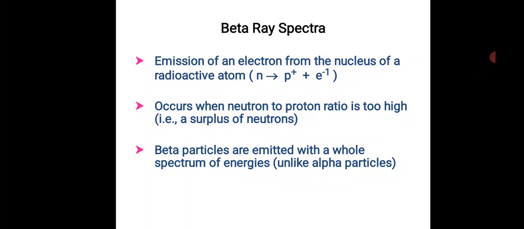Then it occurs when the neutron to proton ratio is very high because of the increase of neutrons. Beta particles are emitted with a whole spectrum of energies, like alpha particles, which are positively charged. An alpha particle example is the helium nucleus, 2He4.